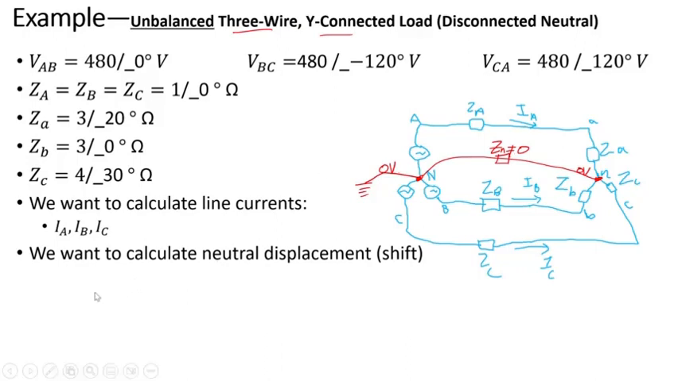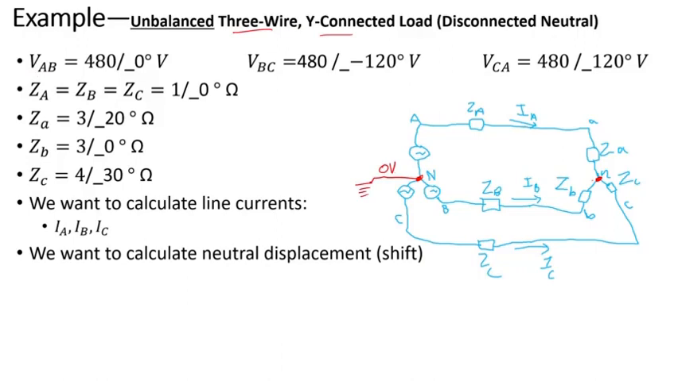But now, if the neutral is not connected to ground, this neutral will not be at zero. It's going to shift from zero, because it's not tied to ground. And that's only if there's unbalance, as in this case, as we'll see, the load is unbalanced. So that neutral voltage will not be zero. It will shift from zero.